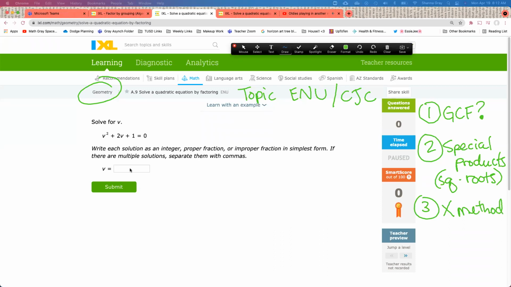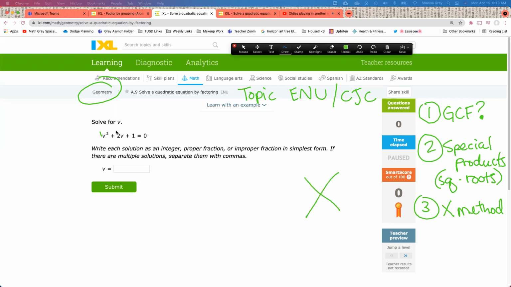All right, so if I'm looking at this, basically I have no greatest common factor. This is one of the special products, actually. If I'm thinking about it, I really could say that I can take the square root of v squared and the square root of 1, but I'm not going to do that for this one, just because I want to go through the process with you. So let's go through the X method with this.